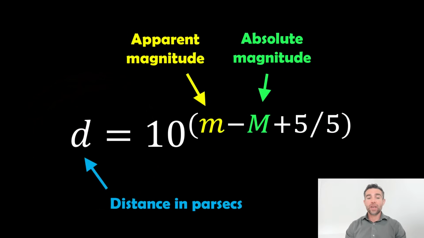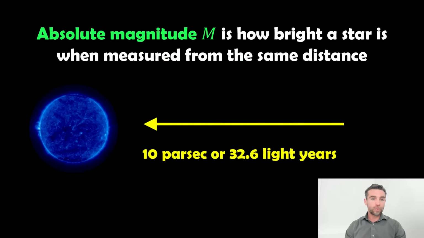So here's our equation. We've got our d, which is our distance in parsecs, that's the units, and we have our apparent magnitude, that's how bright the star appears in the sky as we observe it, and then your absolute magnitude, which is how bright the star would be from some set distance. And if we put those two values in there, use this equation, we can get the distance to the star. So absolute magnitude, the one we're interested in for this particular video, is how bright the star is when measured from the same distance all the time. This is 10 parsecs, or just under 33 light years. And that's how bright it would always be.